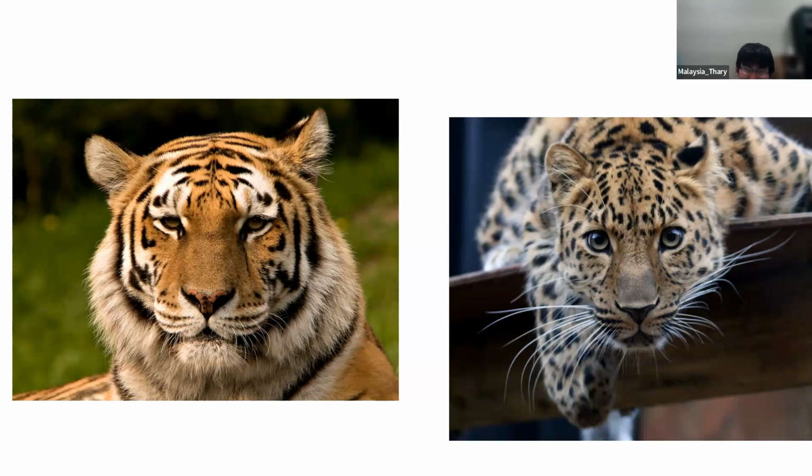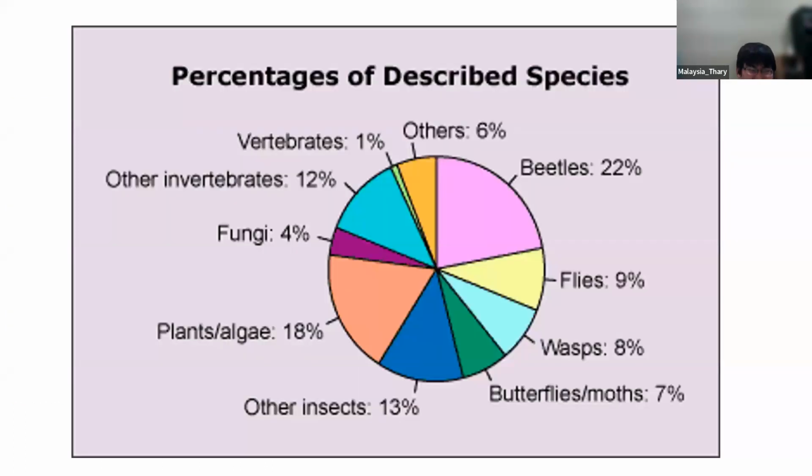So like the example that was given just now, when we talk to a layperson, usually they'll say, oh, so your job is to tell the tiger apart from the leopard. But the truth is, it's actually very different for a biologist, if you're working in conservation. If you look at this pie chart, vertebrates are this tiny slice here. Actually, most animals are not vertebrates.